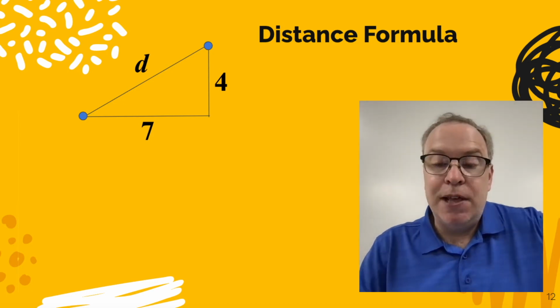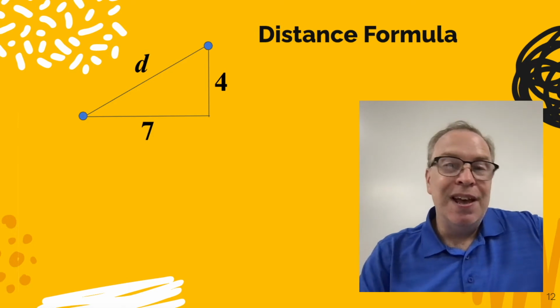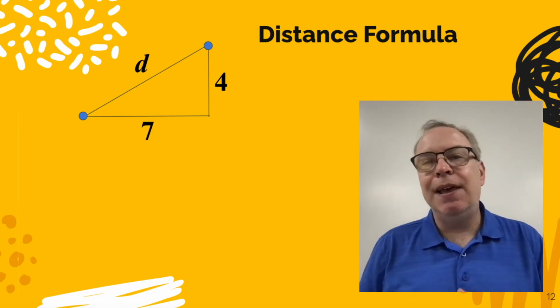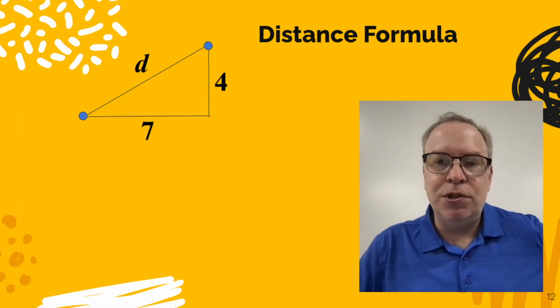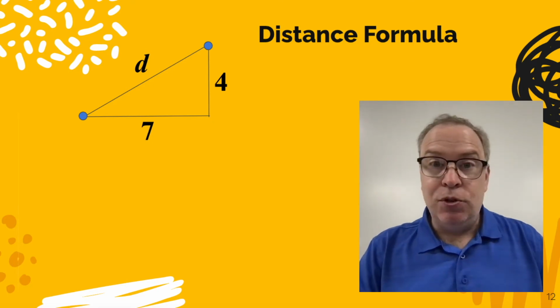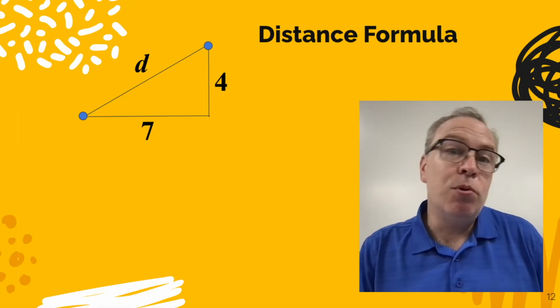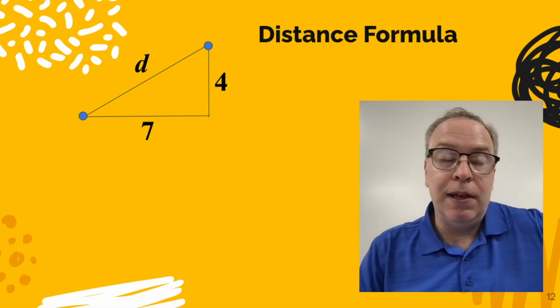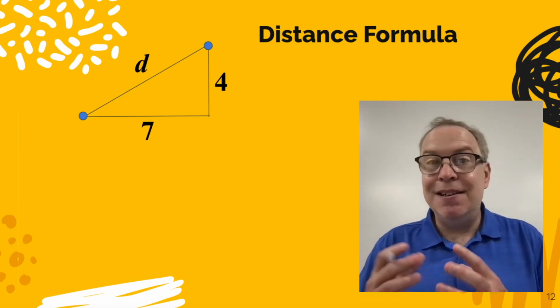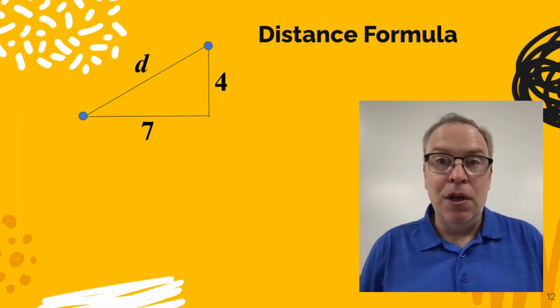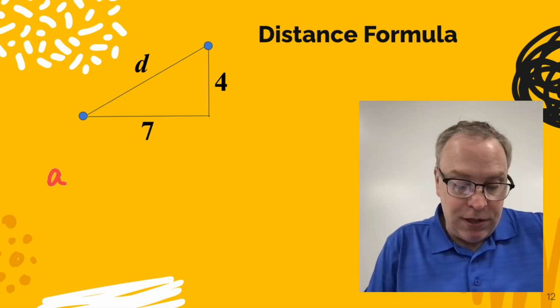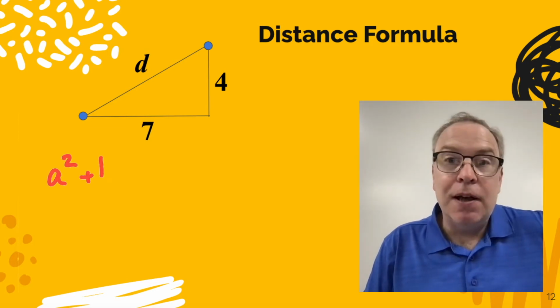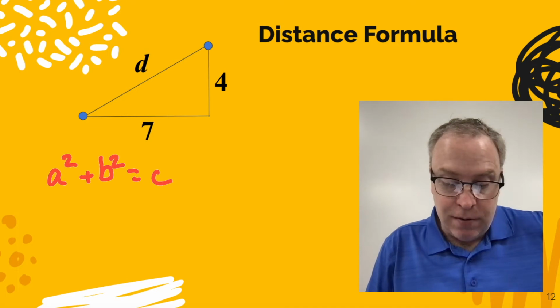So we can use Pythagorean's theorem to figure out the hypotenuse. Often we call the hypotenuse c. I'm calling it d here because we're using the distance formula. Now, I haven't told you what the distance formula is. In a way, I'm proving to you what the distance formula is. So to figure out that distance, that hypotenuse, we can use Pythagorean's theorem. So a squared plus b squared equals c squared, right?